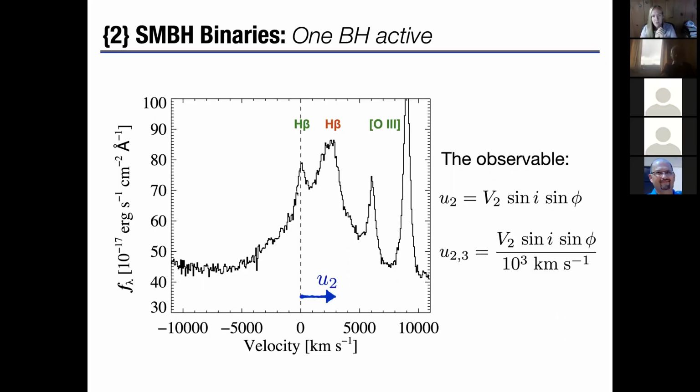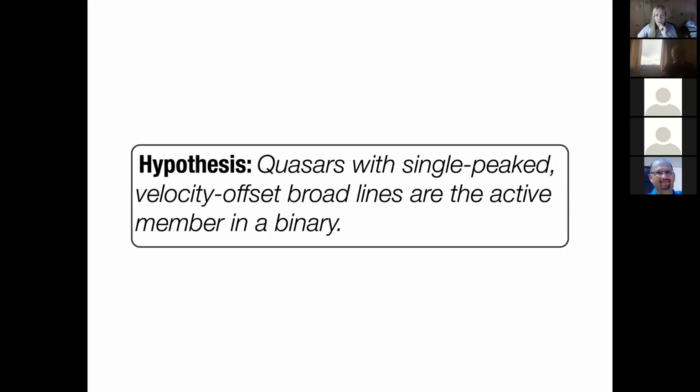We see shifts of order thousands of kilometers per second. And so this implies periods of order decades to thousands of years. So the periods are expected to be quite long. And so this is, again, why you expect the signature to be a bulk monotonic increase or decrease in that velocity offset. So the idea then going forward is that we take quasars with single peaked velocity offset broadlines and test the idea that that's the active member of a binary.